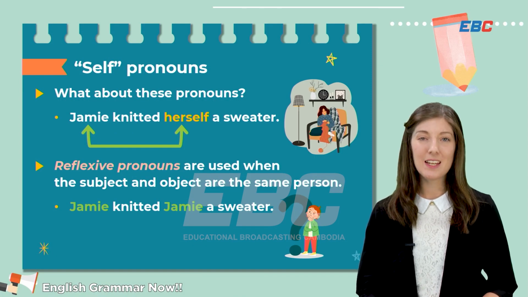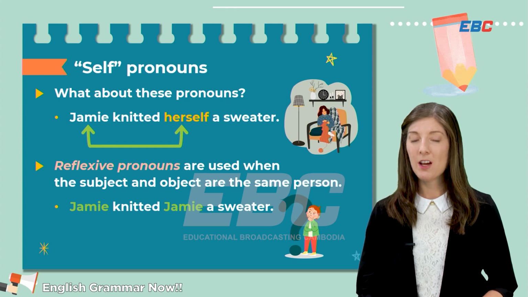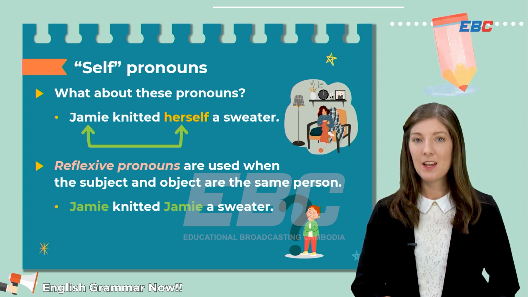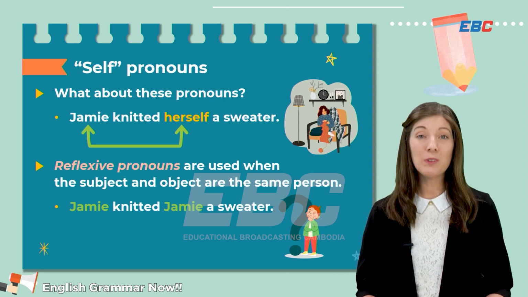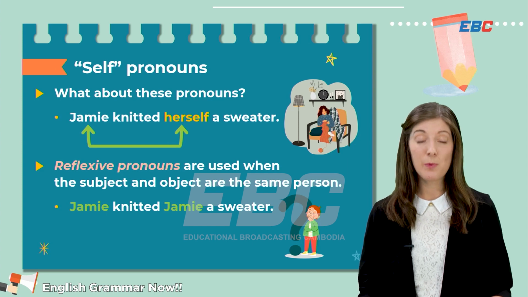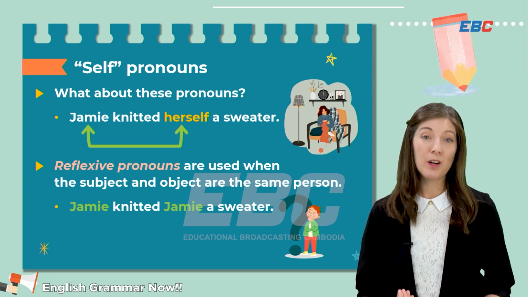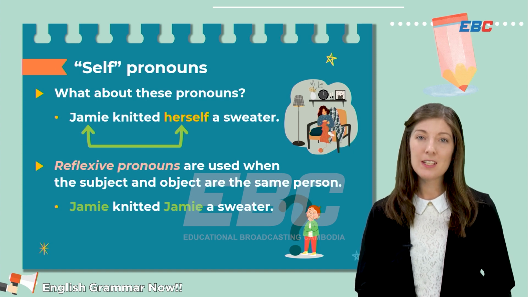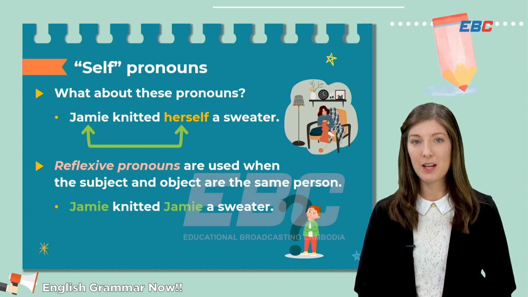You can see that these pronouns are connected to the subject of the sentence. You may have noticed that there's only one person in this sentence. Jamie is the one knitting the sweater, and Jamie is the one who will receive the sweater when it's finished. We call these reflexive pronouns.